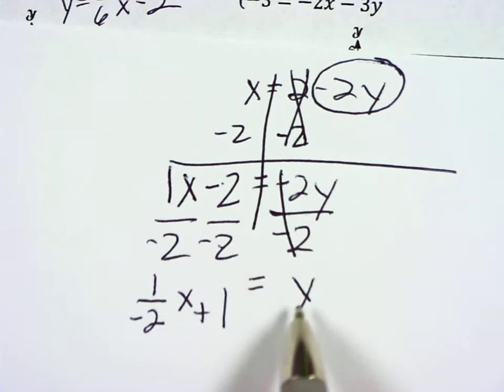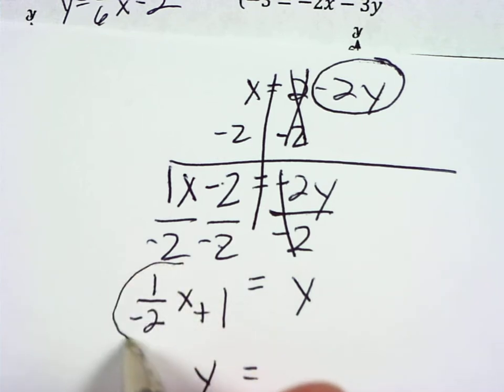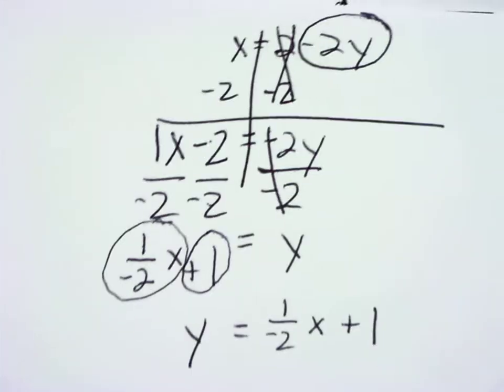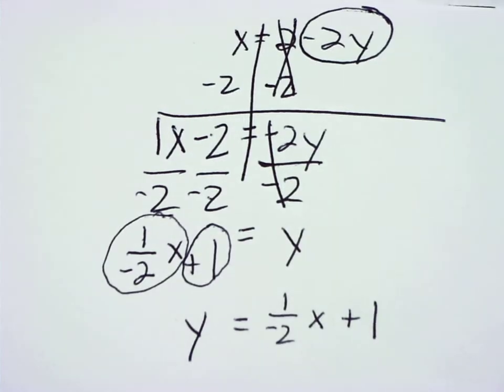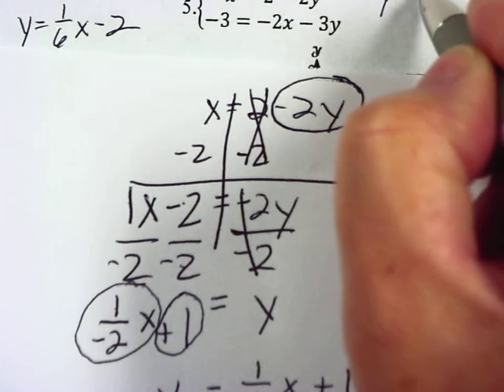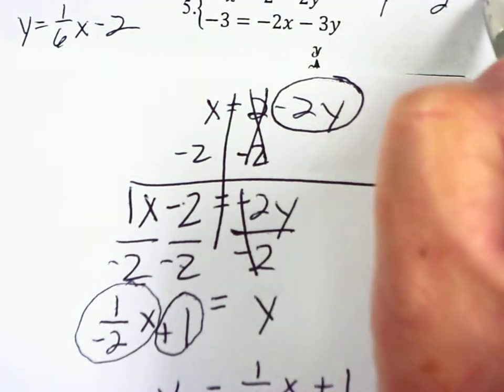Now I'm going to flip it over because it's an equation, and I can. So I'm going to put my y over here, but I have to make sure I don't change the value of any of my terms. So I'm going to keep my 1 over negative 2x and my positive 1. And that's my equation in slope-intercept form, the first one. So the first one is y equals negative 1/2 x plus 1.